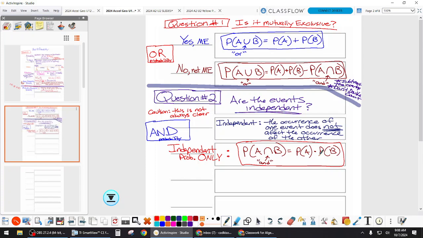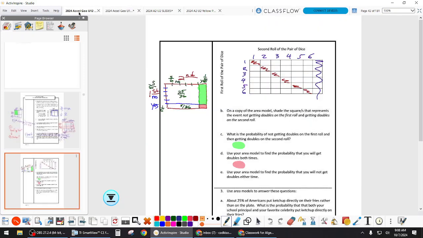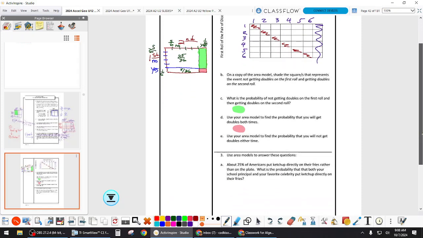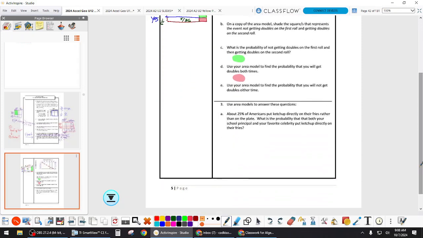Okay? So the big question: is it or, or is it and? That's what you should ask first. Now, this section was all and probability because we were practicing with the independent stuff, but do get in the habit of asking that.